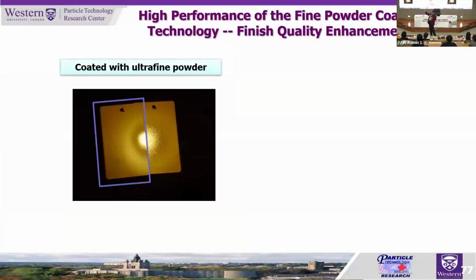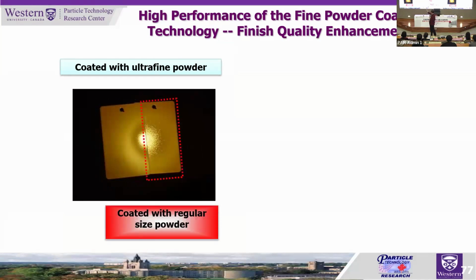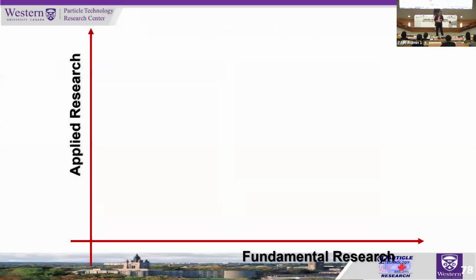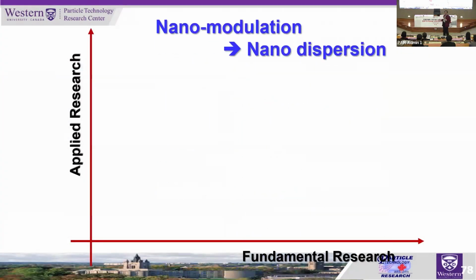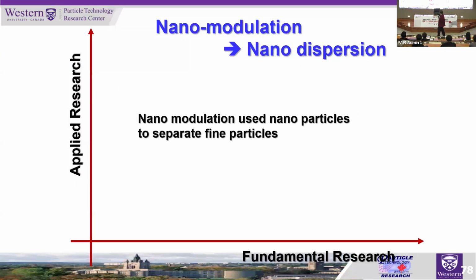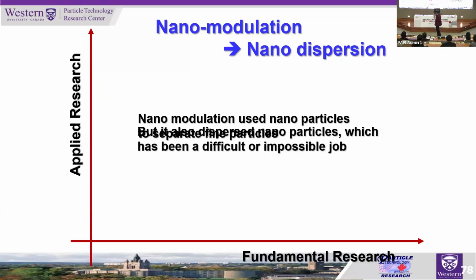And this is the fine particle. The one on the left is coated by fine particle. The one on the right is coated by coarse particle. And then we are able to do automobile coating, because otherwise we cannot. So coming back to that, we have the so-called nanomodulation technology. We use nanoparticles to separate fine particles, and we get it.